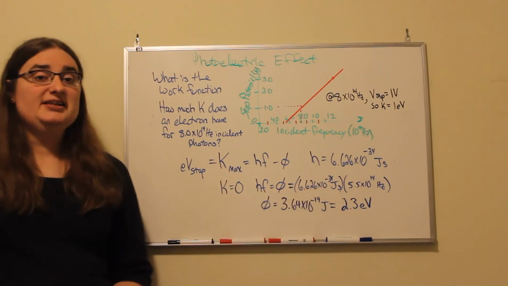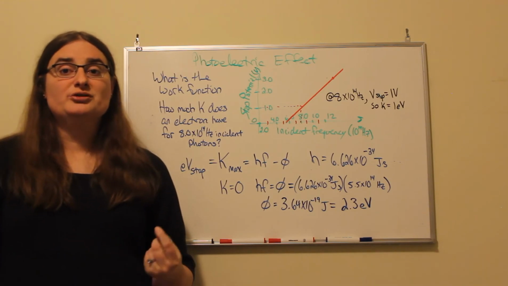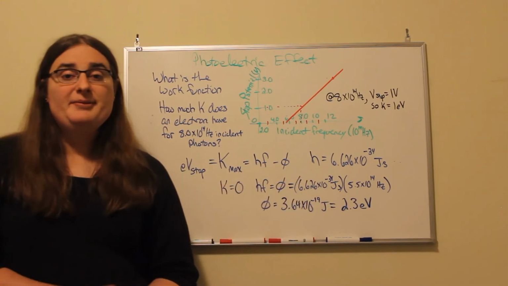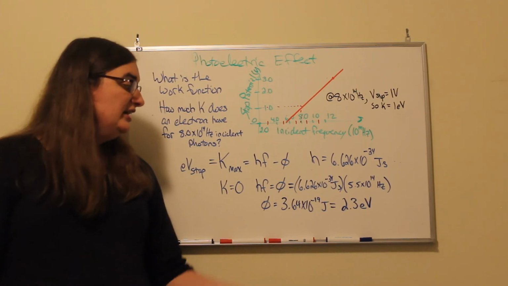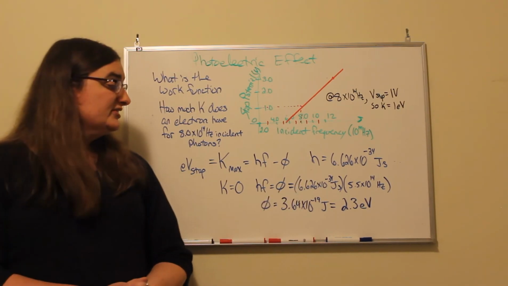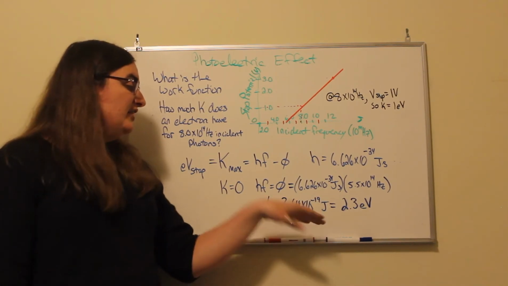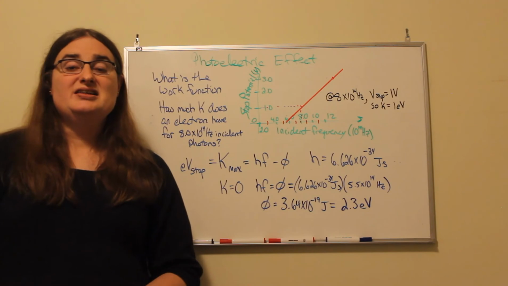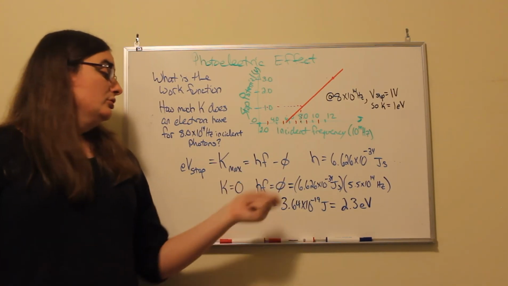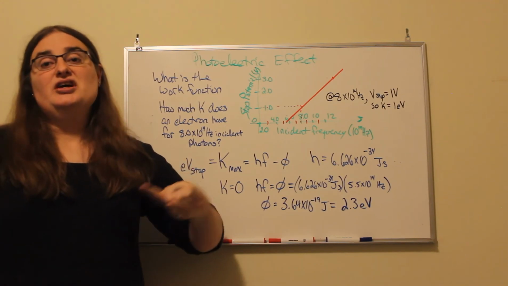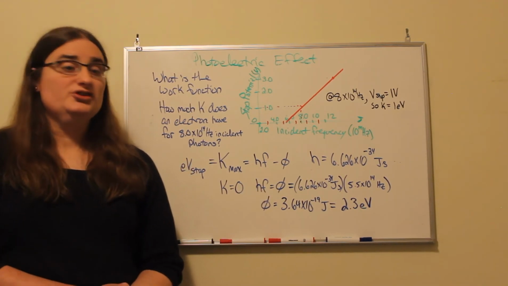So if I take Planck's constant, 6.626 times 10 to the negative 34 joule seconds, I multiply it by my frequency of 5.5 times 10 to the 14 hertz, I get an energy of 3.64 times 10 to the negative 19 joules. And if I divide by 1.6 times 10 to the negative 19 to convert to electron volts, that gives me a work function of 2.3 electron volts.